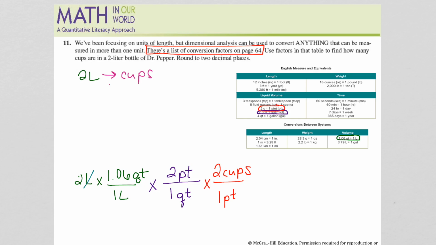Okay, so liters cancel out, quarts cancel out, pints cancel out, and we're left with cups. So what have we got to do here? It's just ones on the bottom. So we're doing 2, just put this in your calculator, 2 times 1.06 times 2 times 2, and we get 8.48 cups.